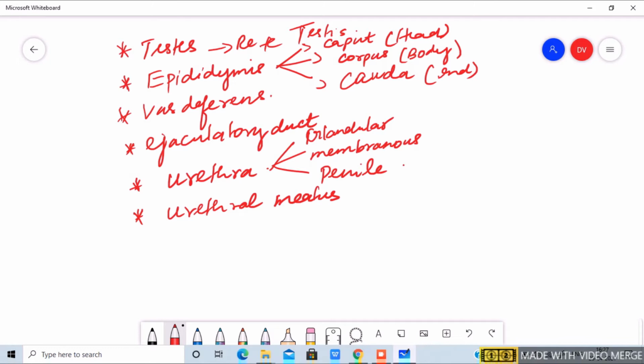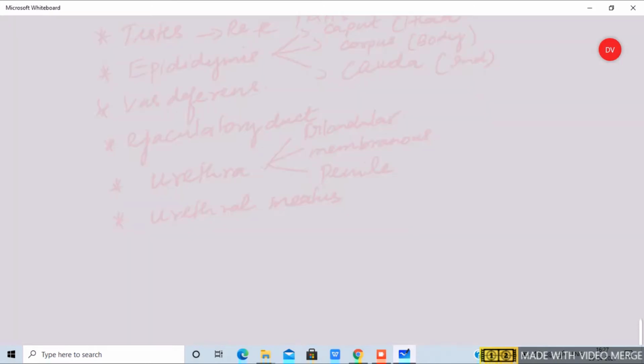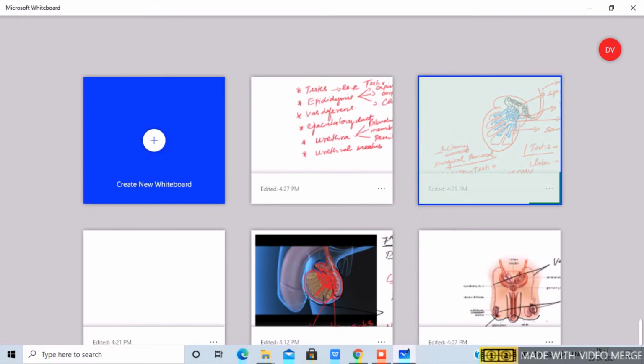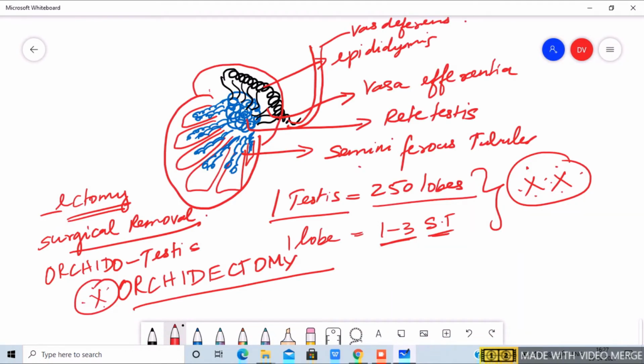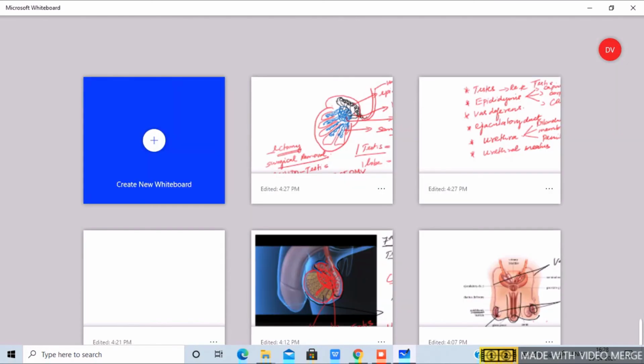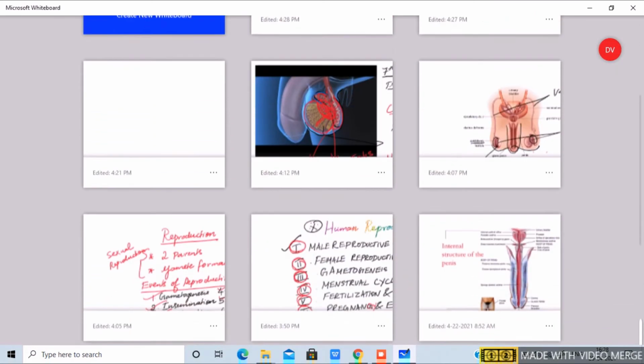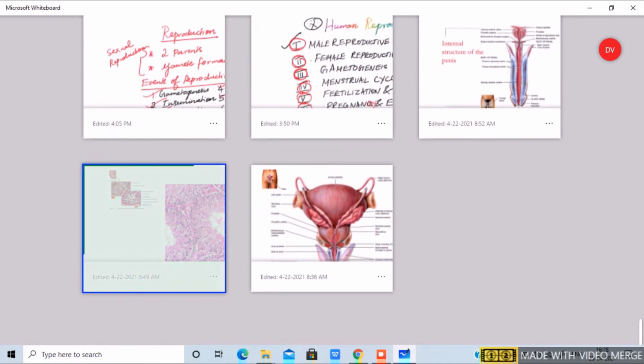Alright, so now as I told you, the seminiferous tubules are the site for sperm formation, right? The seminiferous tubules are the site for sperm formation. Yes, so we'll see about the seminiferous tubules. What exactly is there to bring about the sperm formation? Alright. Yes. So I have this beautiful picture to show you.